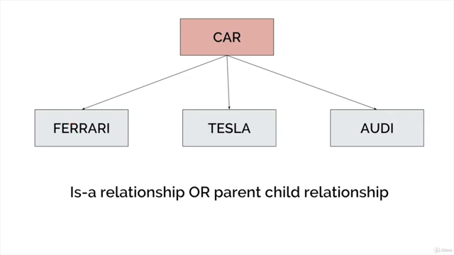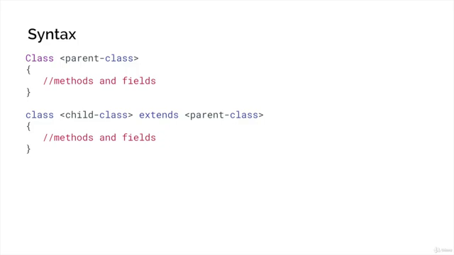Now this is an example of a scenario in the real world. If you have to represent this relationship between Ferrari, Tesla, Audi, and car, we have to represent it in this way. This is the syntax of representing inheritance in the world of Java.